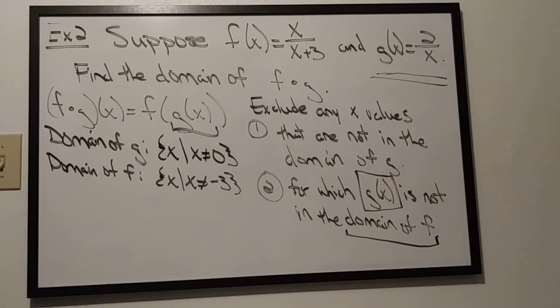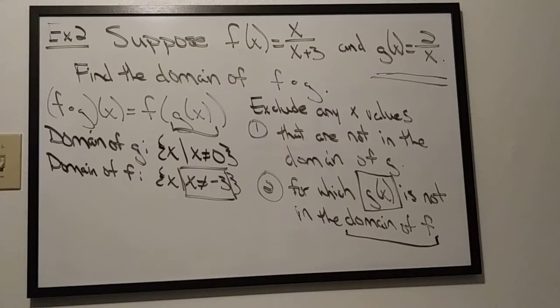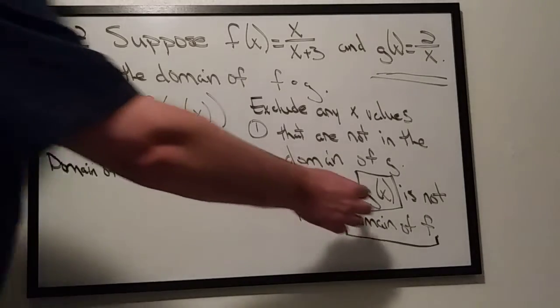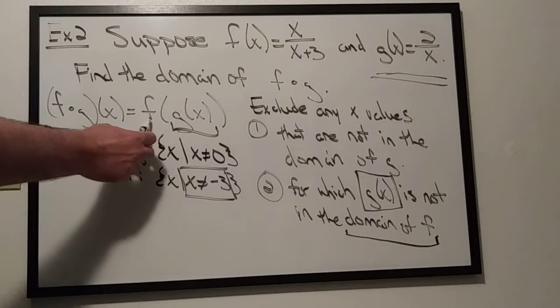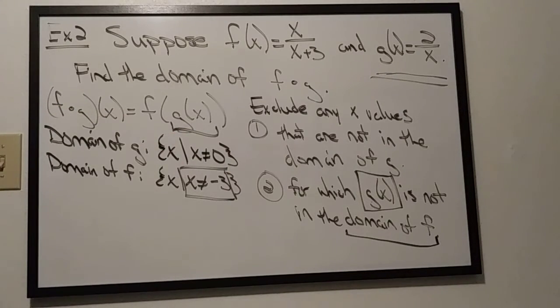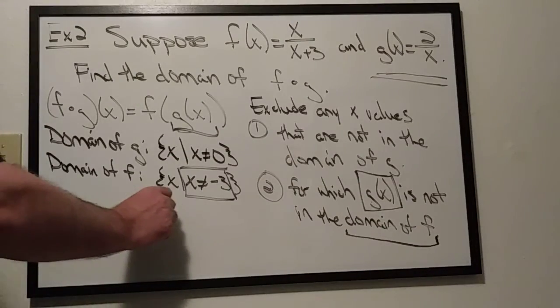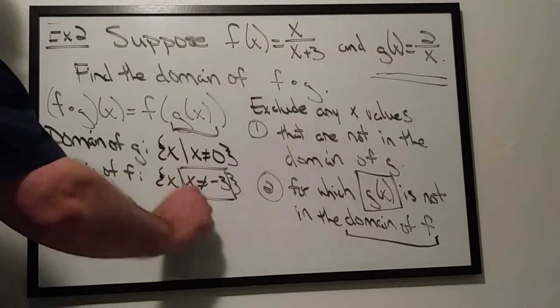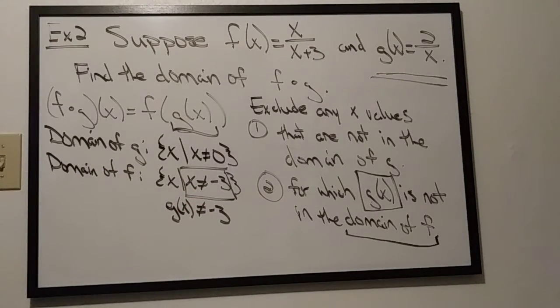So what we need to do then is take this piece of information and change it up a bit. I'm not interested in x values that are not equal to negative 3. I'm interested in g of x values that are not equal to negative 3, because I'm not giving an x to the function f, I'm giving a g of x to the function f. So what we now need to do is take these two pieces of information and bring them together. My g of x cannot equal negative 3 in this particular composition.